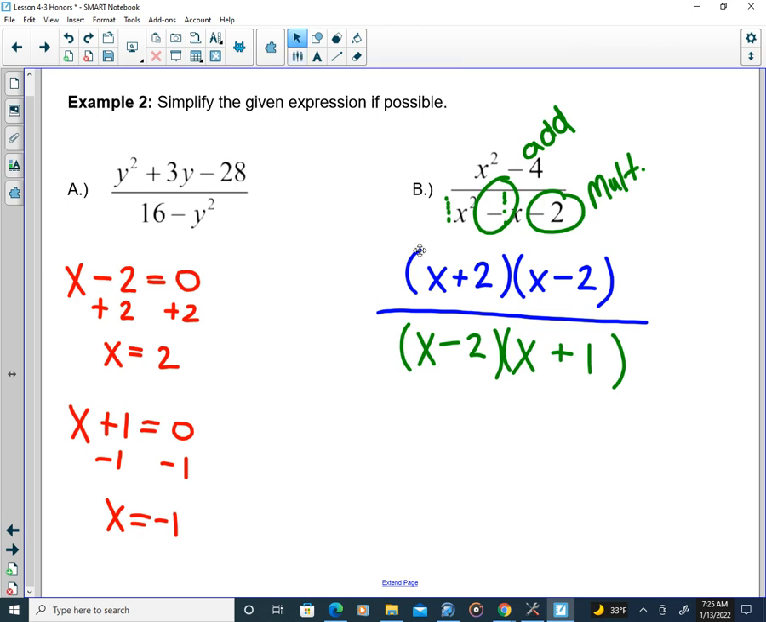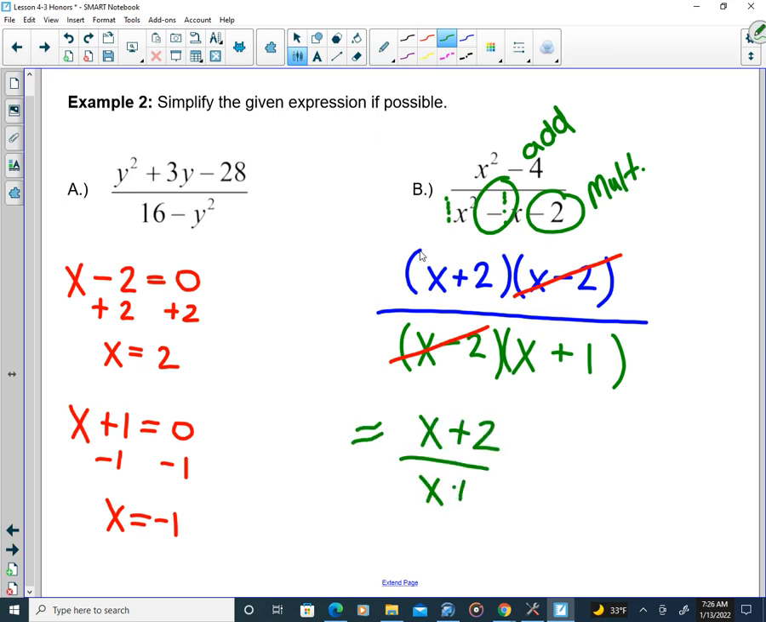So now, let's go ahead and see what cancels out here. Do I have any factors on top that match on the bottom? I can cancel out the x minus 2 on the bottom with this x minus 2 on top. So what are we left with? We're left with x plus 2 over x plus 1, where x cannot equal 2 and -1.